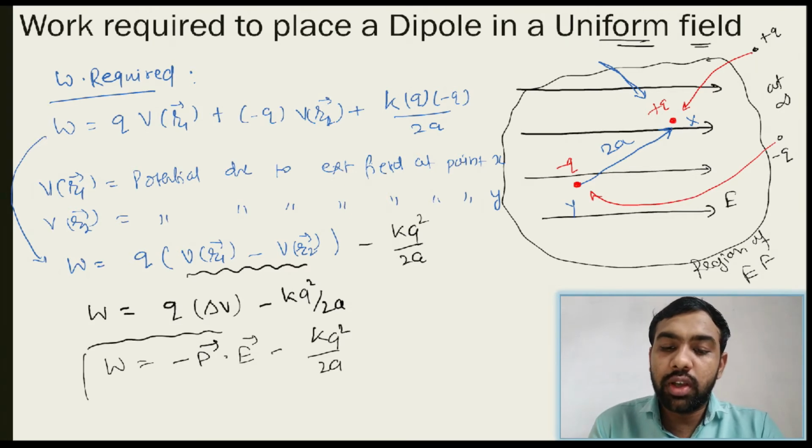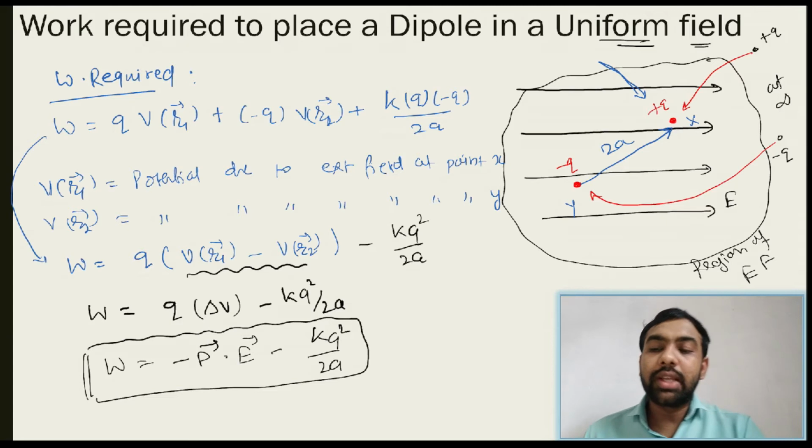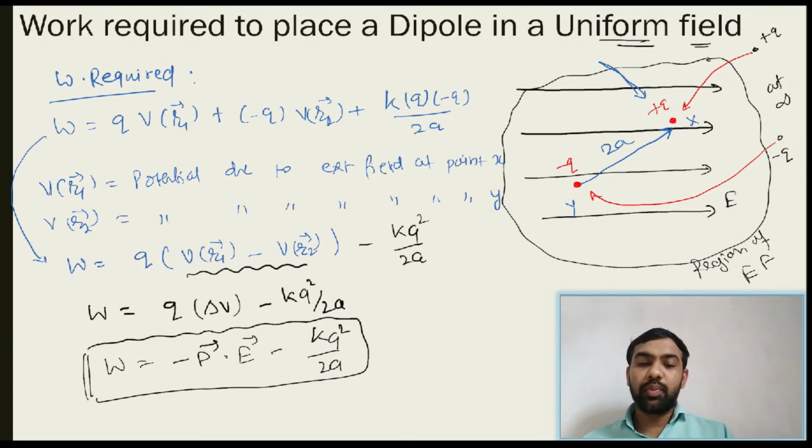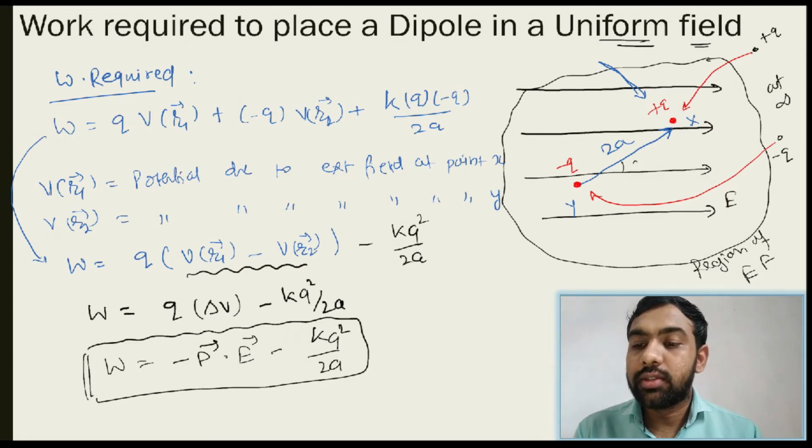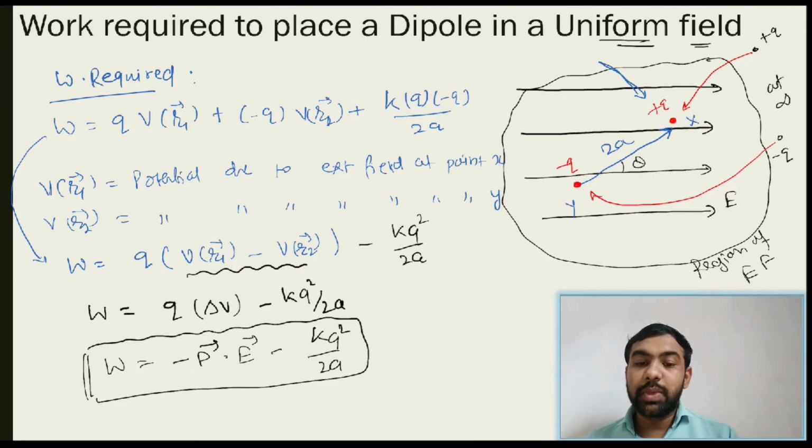So this much total work is required to place the two charges from infinity. See, q delta V means potential energy, and what is the potential energy? Minus p dot E. Suppose the angle is theta. Then minus pE cos theta minus k q square upon 2a. That is the net work required to place charges plus q and minus q from infinity into the system in the external electric field.